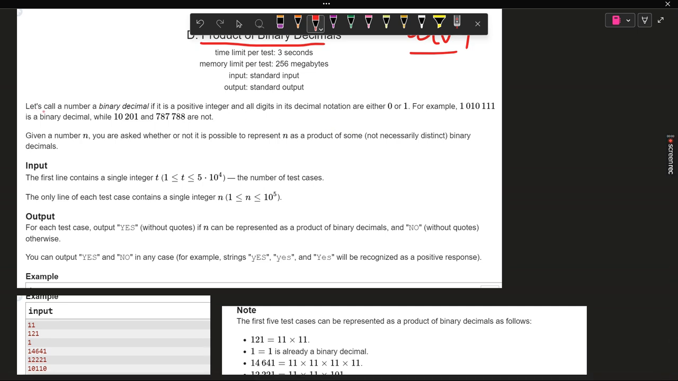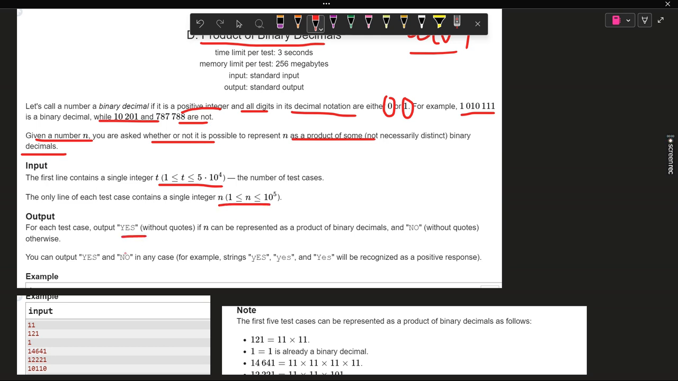It is saying let's call a number a binary decimal if it is a positive integer and all the digits in its decimal notation are either 0 or 1. So this is one kind of binary decimal, whereas these are not. We are given an integer n, and we are asked whether it can be represented as a product of some binary decimals or not. There are test cases, and we have to answer yes or no.